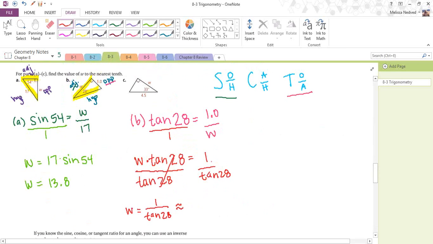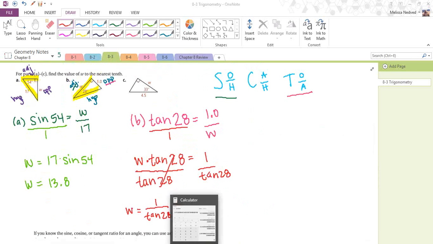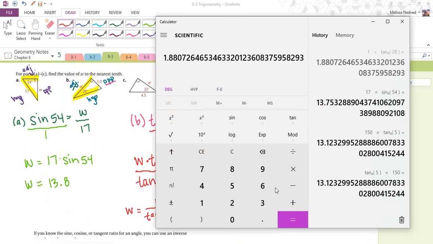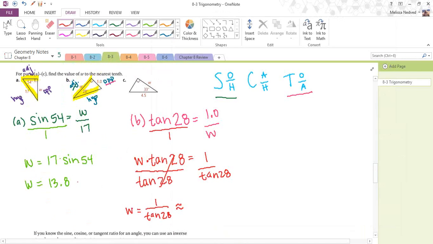Now let's go ahead and put that into our calculator and round to the nearest tenth. 1 divided by tangent of 28, enter. And you should get about 1.9. Hopefully everyone's practicing this in their calculator too as we go. So W is approximately 1.9.